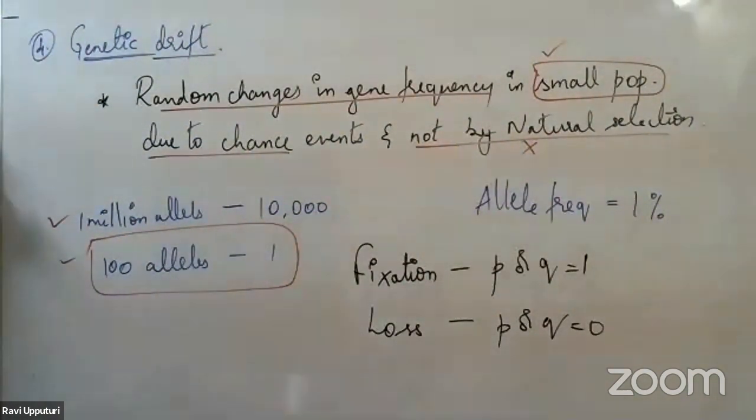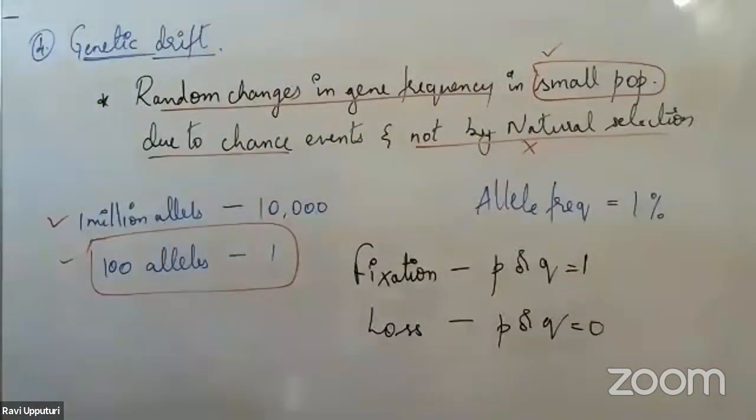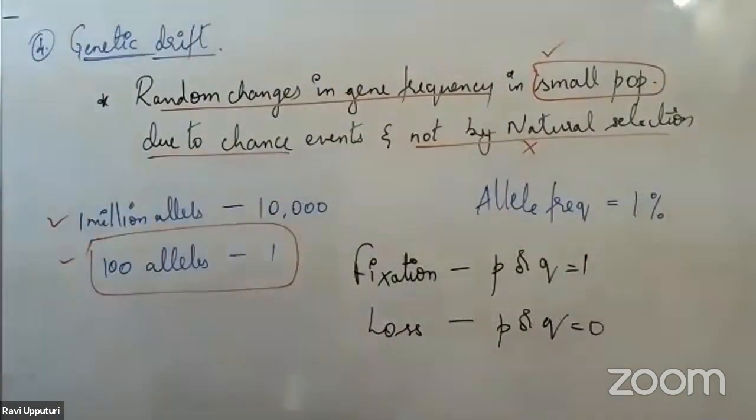So what is this genetic drift all about? The random changes that occur in the gene frequency of a small population due to chance events and not by natural selection are called genetic drift. So a simple example we have taken up to understand what genetic drift is and why it occurs only in a small population.